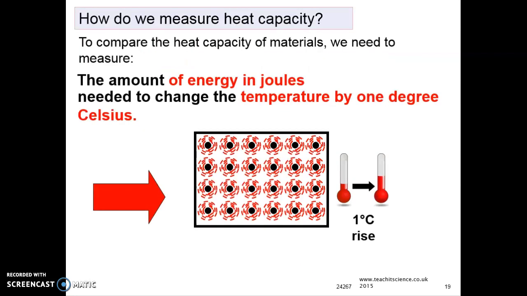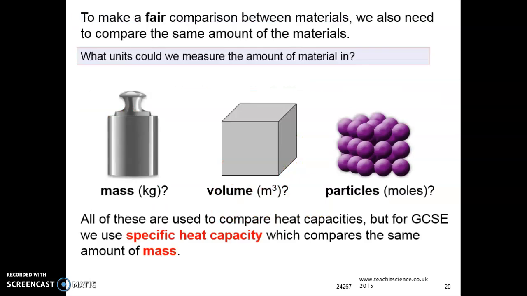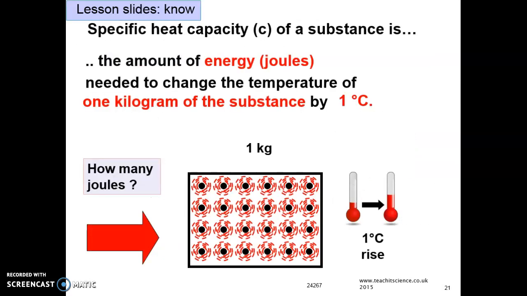Right, we're coming on to our definition in a minute. Don't worry about writing this down just now, I'll give you a chance in a minute. The amount of energy in joules needed to change the temperature by 1 degree Celsius is heat capacity. And this is illustrating our particles vibrating with more kinetic energy. So if we're going to make a fair comparison between materials, we'd also need to use the same amount of materials. So when we're talking about specific heat capacity, we're talking about comparing the same mass of material.